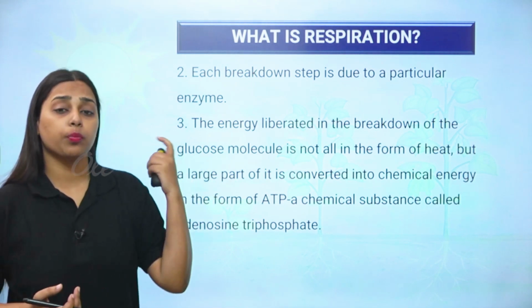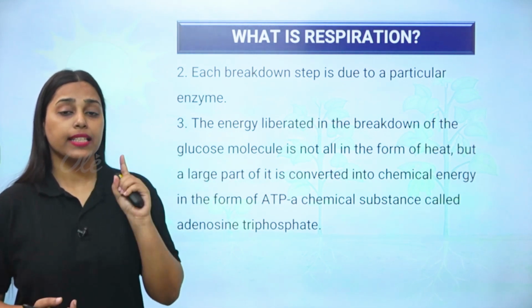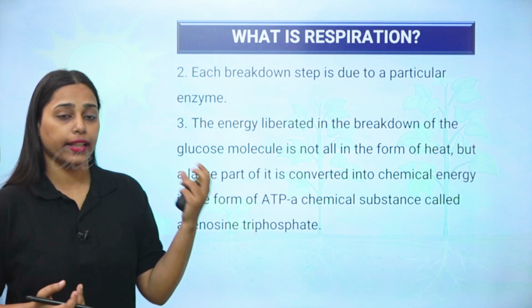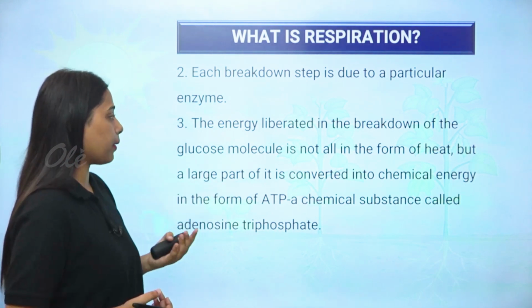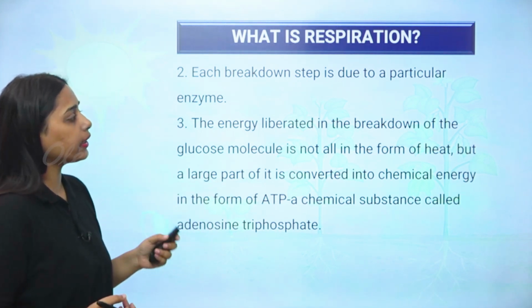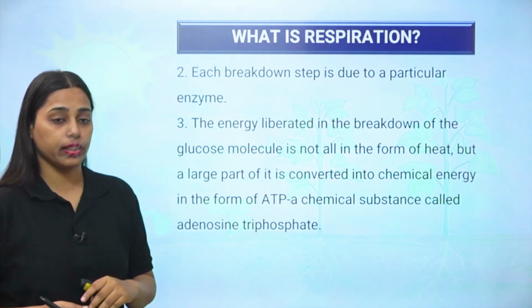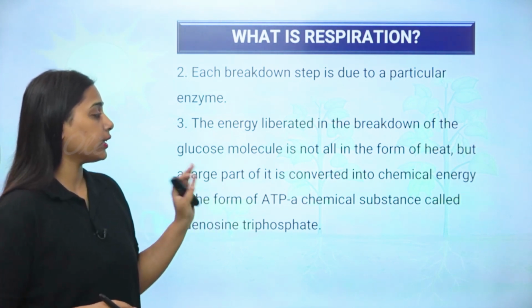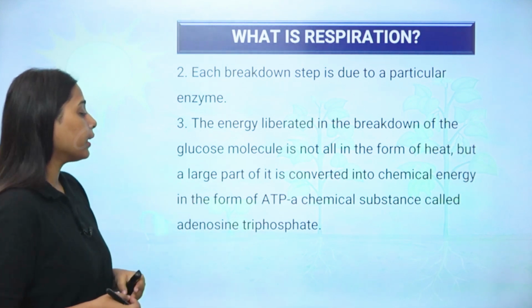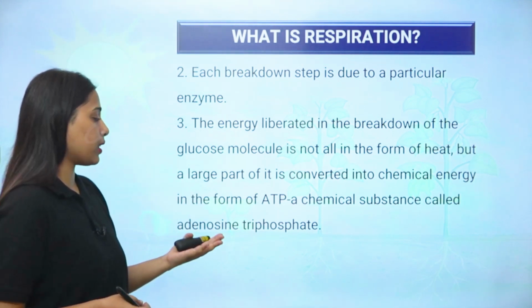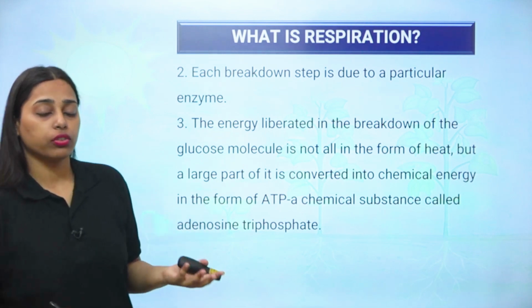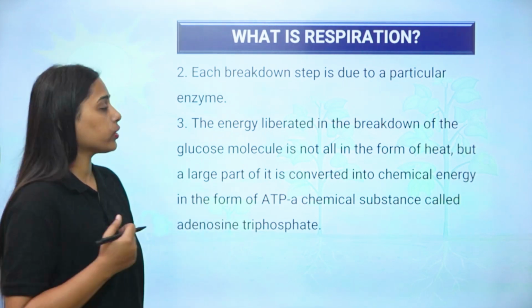All those steps or products formed at each step are not formed on their own. They are accompanied by a particular enzyme. The energy liberated in the breakdown of the glucose molecule is not all in the form of heat, but a large part of it is converted into chemical energy, that is in the form of ATP, which is a chemical substance, and the full form is adenosine triphosphate.